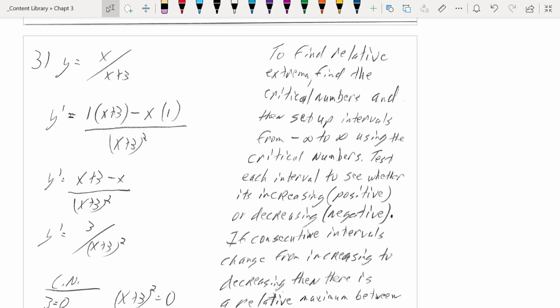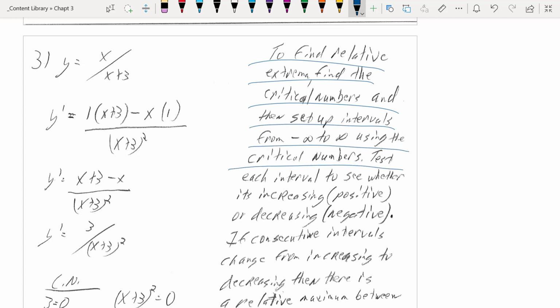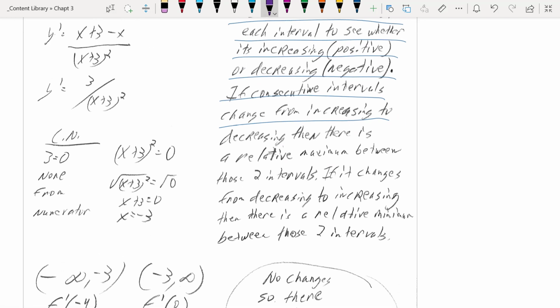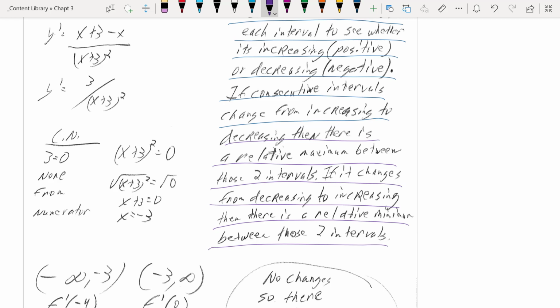So on this next problem, number 3, it says I got y equals x over x plus 3. It says find the relative extrema. So to remind you, to find relative extrema, find the critical numbers, and then set up intervals from negative infinity to infinity using the critical numbers. Test each interval to see whether it's increasing, which is positive, or decreasing, which is negative. If consecutive intervals change from increasing to decreasing, then there is a relative maximum between those two intervals. If it changes from decreasing to increasing, then there is a relative minimum between those two intervals.